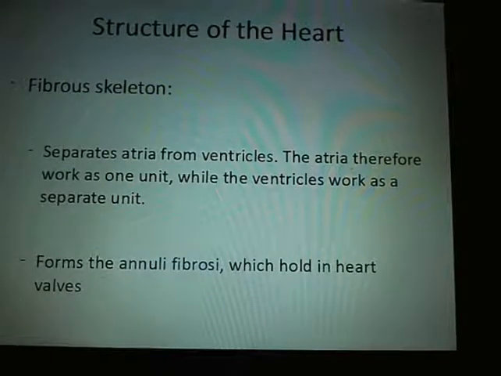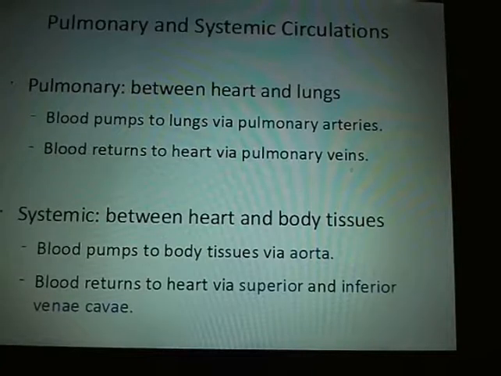Structure of the heart. You've got a fibrous skeleton. Your heart is a big muscle. It's got a fibrous skeleton. It separates the atriums from the ventricles. The atria therefore work as one unit. The ventricles work as a separate unit. That forms the annuli fibrosi, which holds the heart valves. You've got kind of the sockets that hold the valves in there.